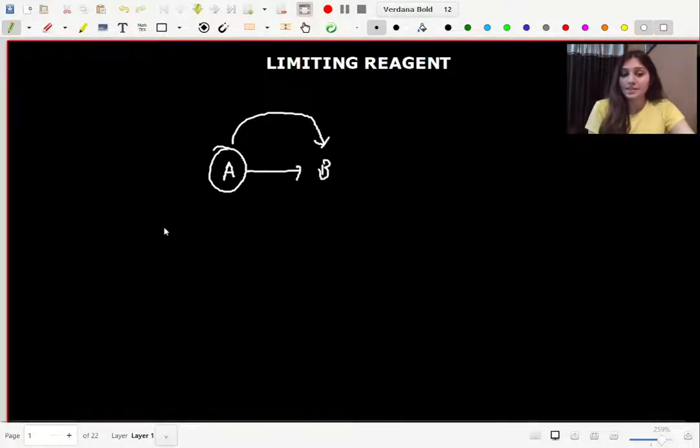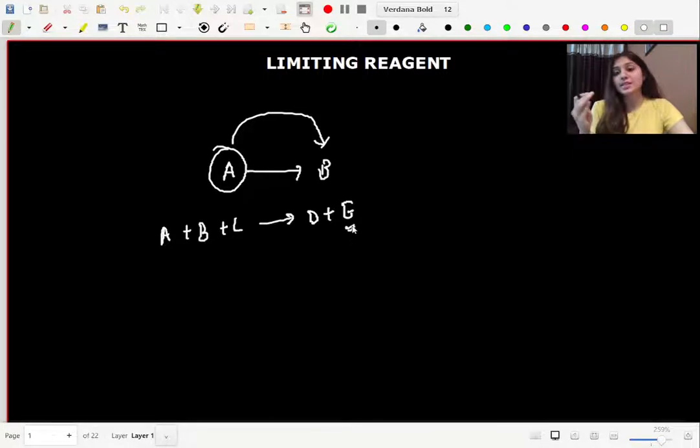But in cases where I have multiple reactants with me, I will require the concept of limiting reagent, because now I have to think about which reactant is present in a lesser quantity, and then I will move on to the calculation of the product using that reactant which is present in lesser quantity. So these kinds of reactions are important to me for limiting reagent.